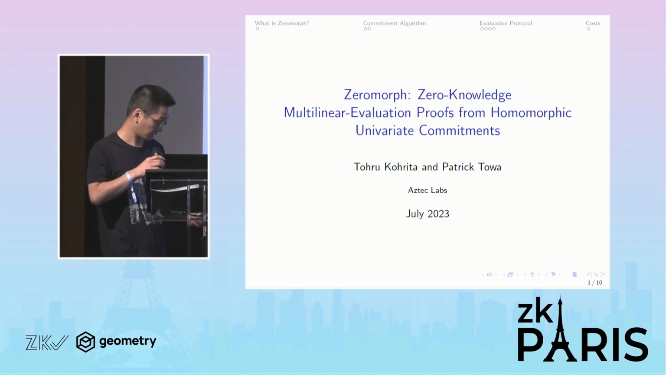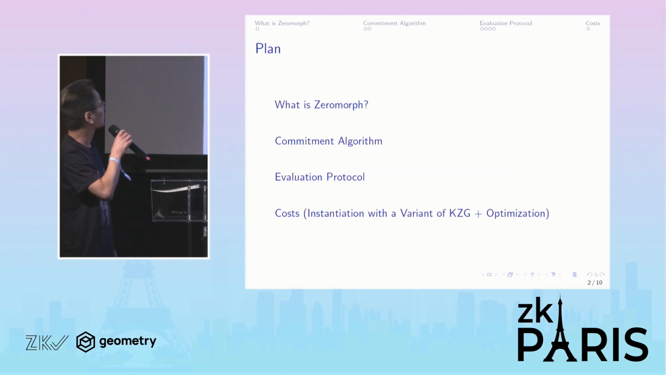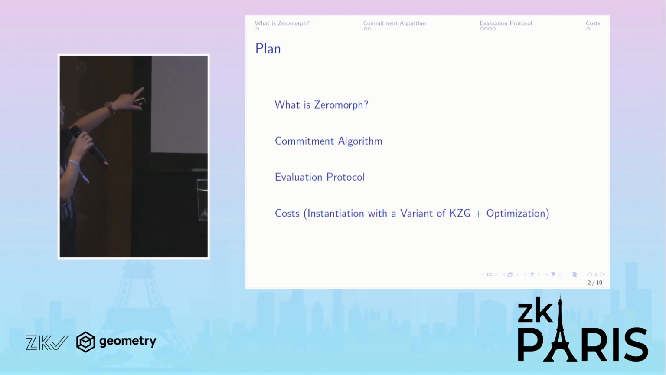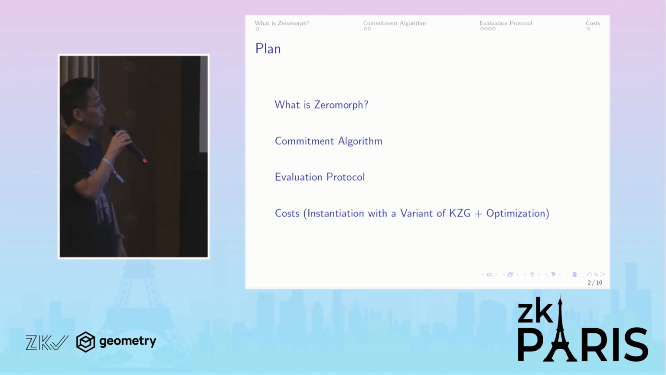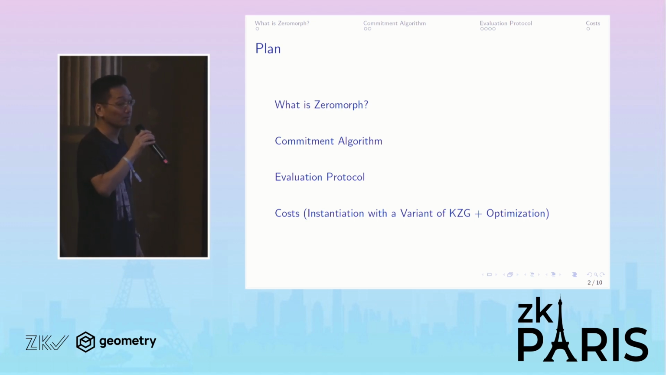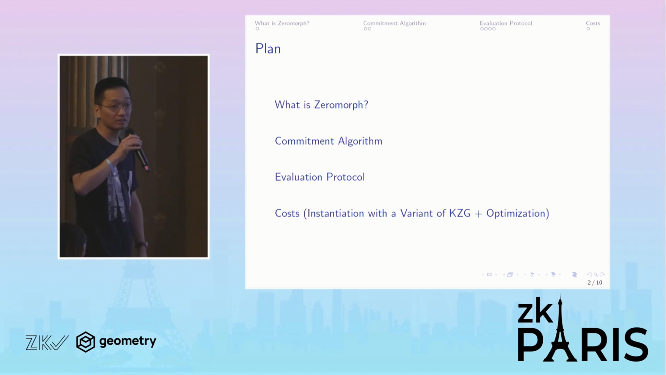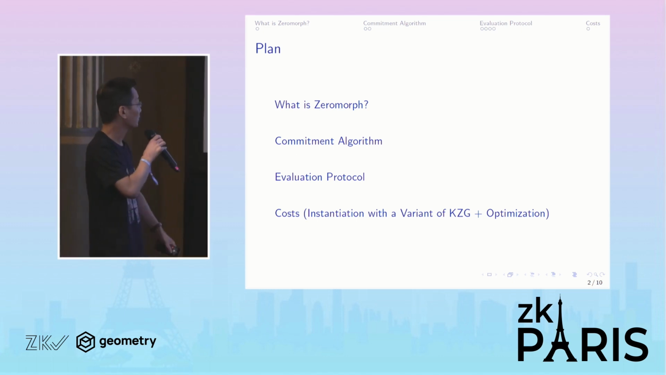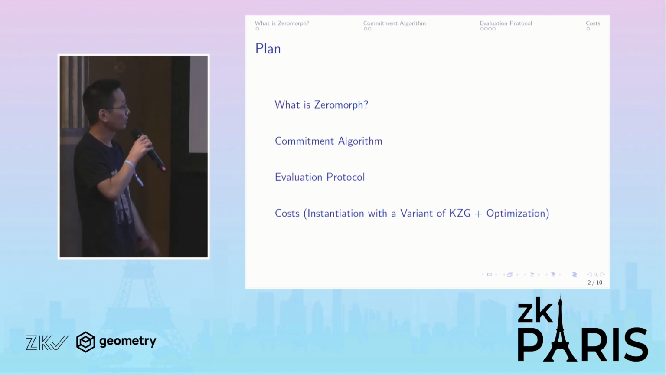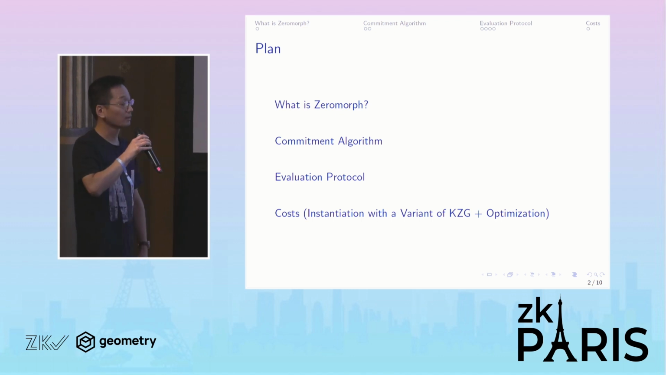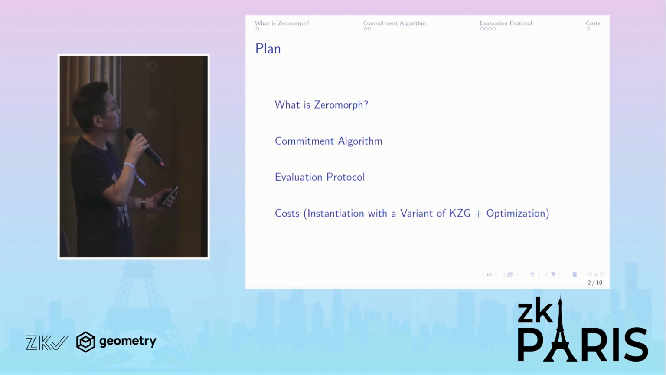Okay, so the plan of the talk is the following. We first talk about what Zeromorph is, and this is a polynomial commitment scheme. Then we talk about the commitment algorithm, the evaluation protocol, and finally touch upon the cost evaluation of a particular instantiation with the KZG polynomial commitment scheme.